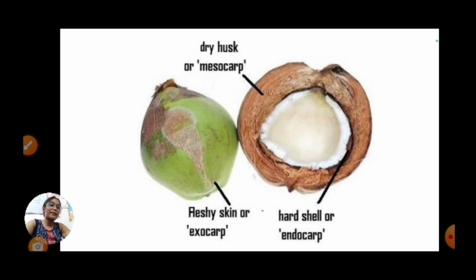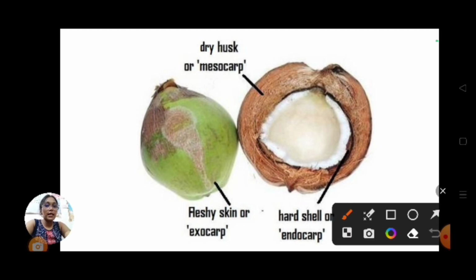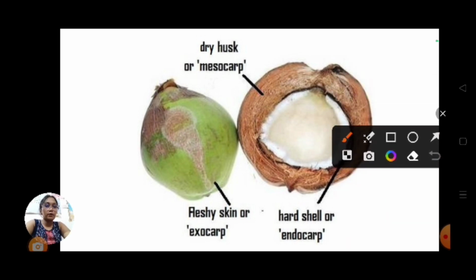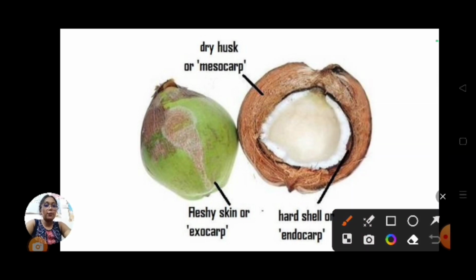Moving on to the next slide. It is a real picture showing a coconut. This part is the mesocarp. This part is the endocarp, and the exocarp is the outer one of the coconut. Is it clear?